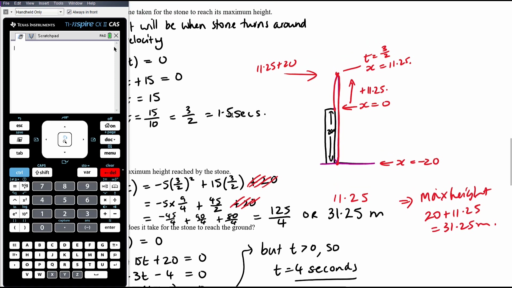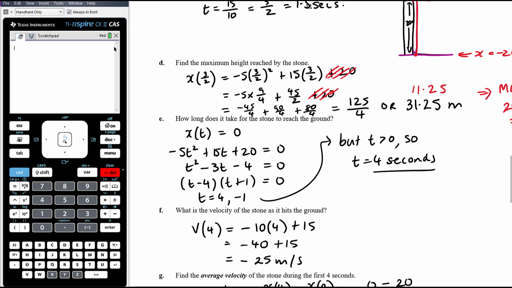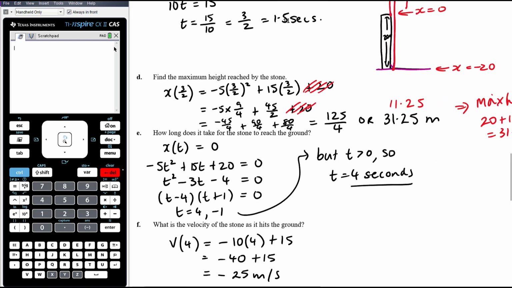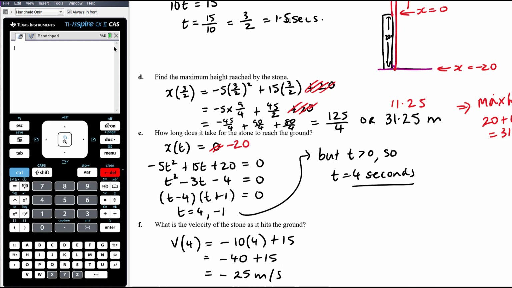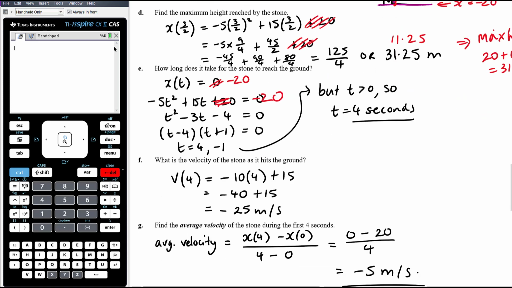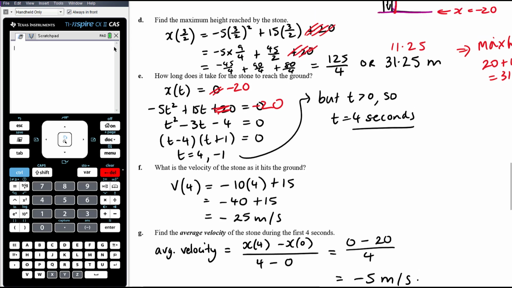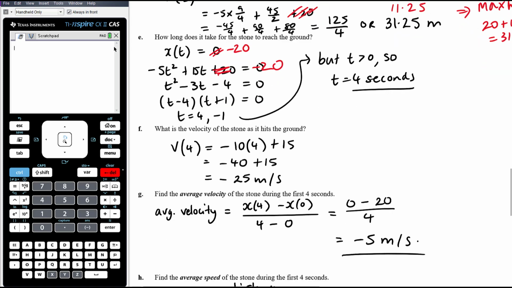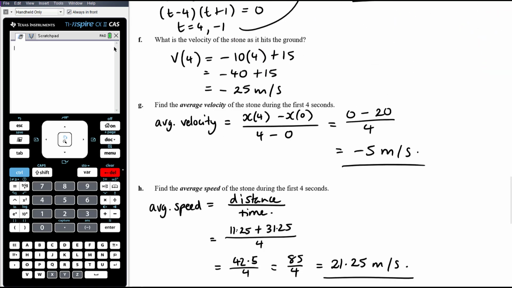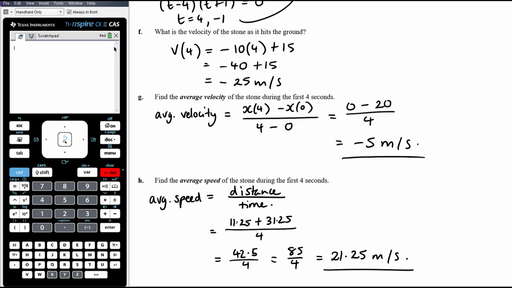And then how long does it take for the stone to reach the ground? This time the ground is not displacement of 0, the ground would be displacement of negative 20. So you wouldn't have had the 20 there, but you'd have had negative 20 here, so you still end up with the same equation. And then the velocity when the stone hits the ground, that's no different. Your velocity equation doesn't change. Average velocity, average speed, you just need to think a bit differently about your distances.